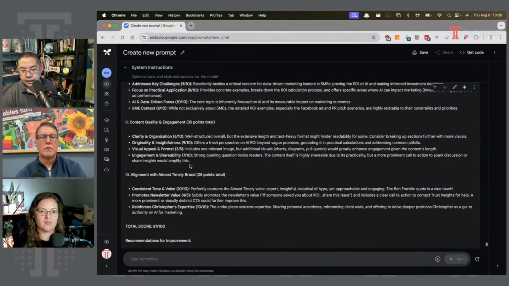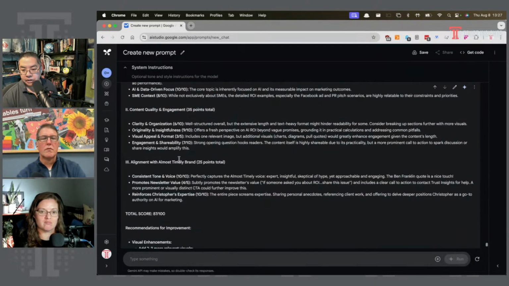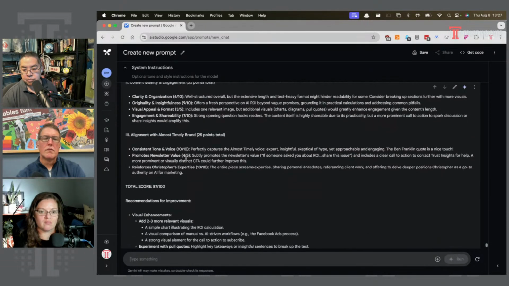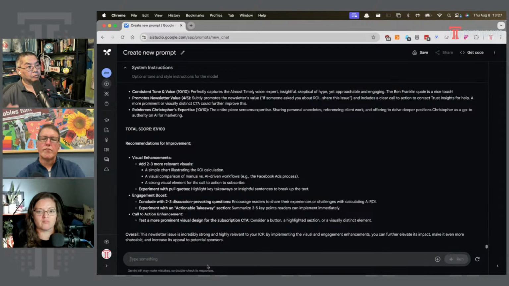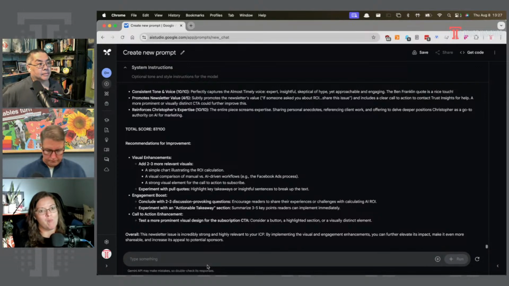Visual appeal, it can't see the graphics. Engageable shareability is good. Consistent tone promotes newsletter value. So 87 out of 100, which is a nice jump from 76. It says add some more visuals, add some more discussion-provoking things, and test a more prominent design for the CTA. So we've now used the ICP to take last week's newsletter and understand what was good and what could have been better about it.